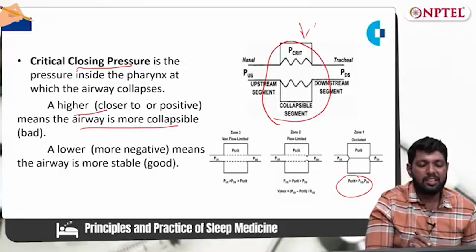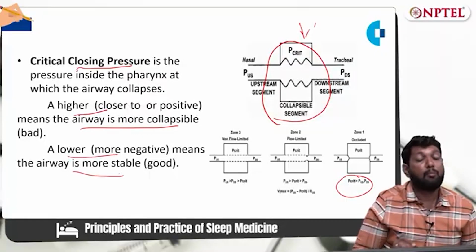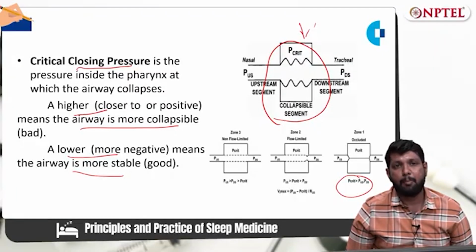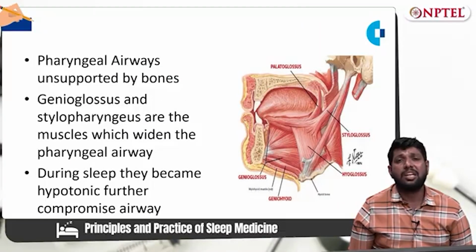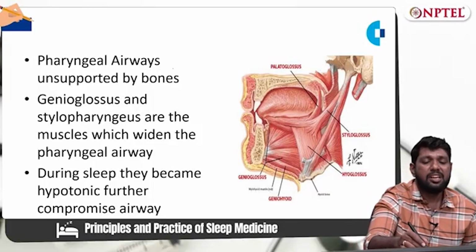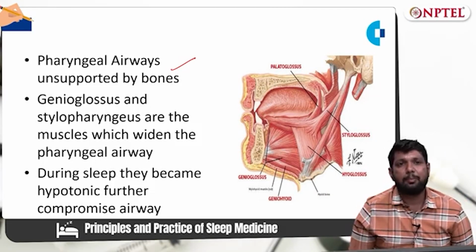When the critical closing pressure is very low, the airway is more stable. So the critical closing pressure plays an important role in airway collapsibility. Why is there frequent airway collapsing? This is basically due to the anatomy, that is, the pharyngeal airway is unsupported by bones.